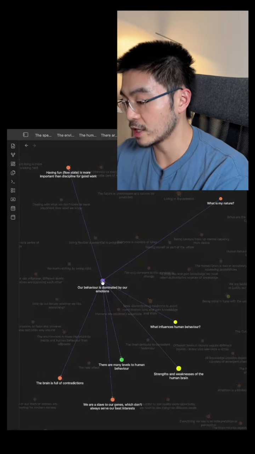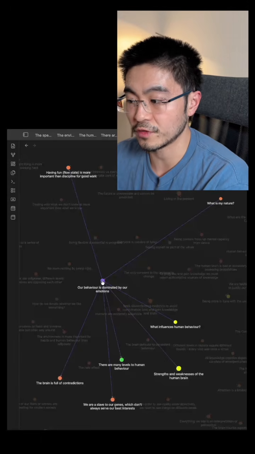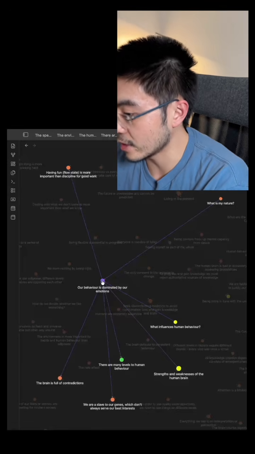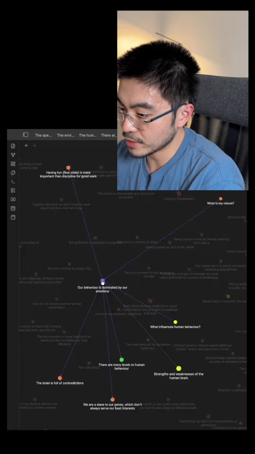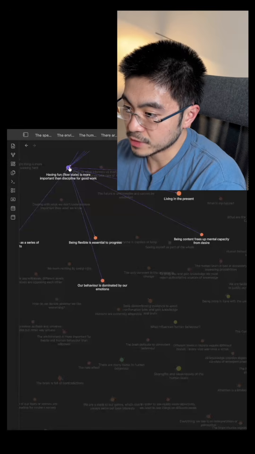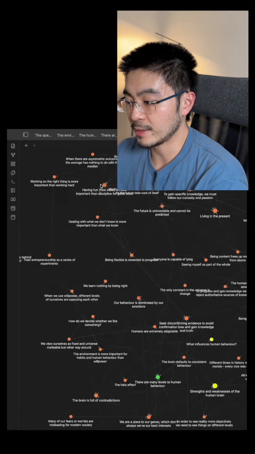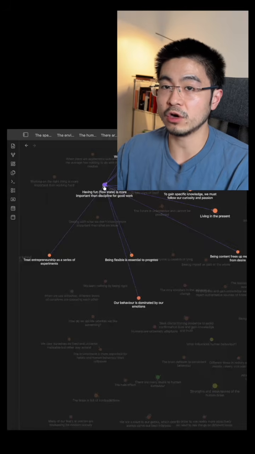In terms of how I like to use it, I use the note as a start and then go and explore the connections or the lines of thought to see if there are other connections that I may have missed. So for example, if I say our behavior is dominated by emotions, and then we go to this point here: having fun or flow state is more important than discipline for good work. We're saying because our emotions are so important, that means we have to align our emotional brain to have fun along with our high level rational goals and make sure they're aligned.